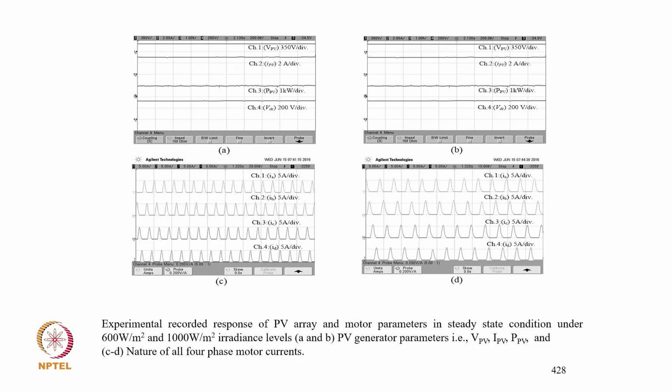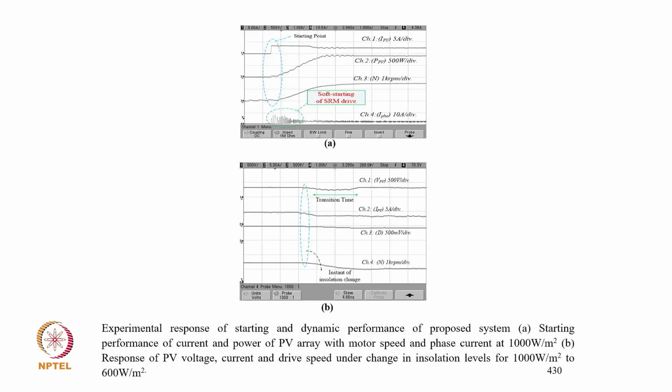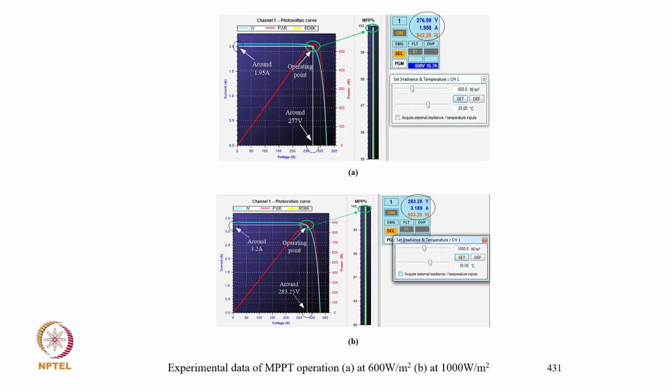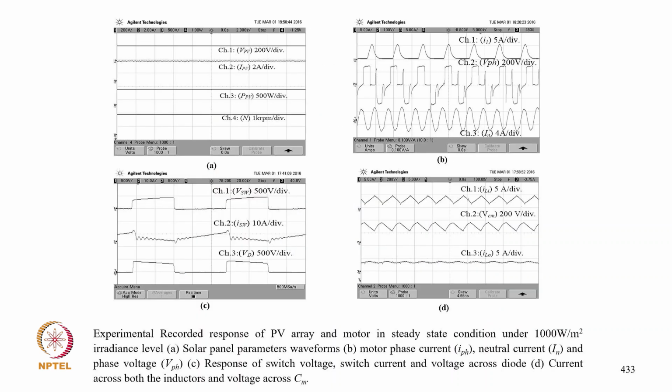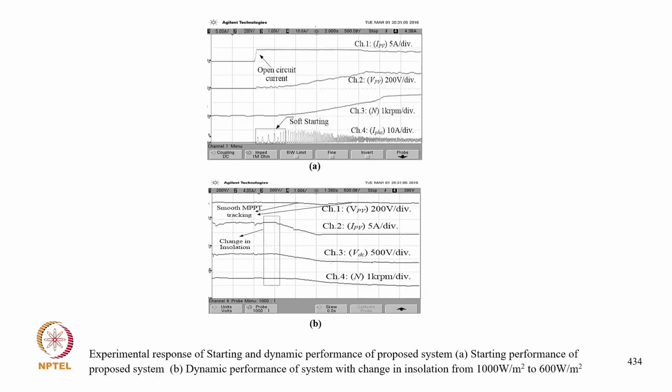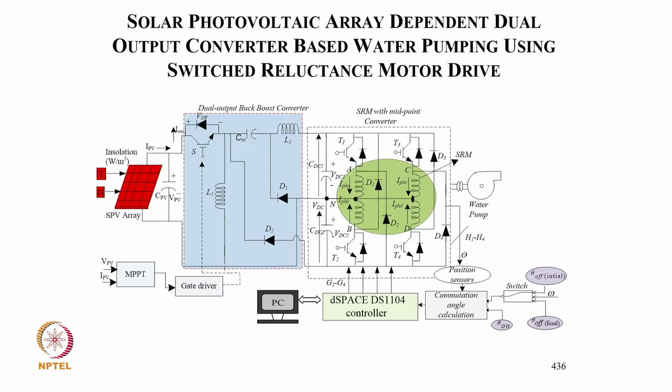for two different insolations, 600 watt per meter square and 1000 watt per meter square, and then the winding current at 1000 watt per meter square, the soft starting, then the MPPT performance at 600 and 1000 watt per meter square. Then the control with the Luo converter and the experimental waveforms with the Luo converter for starting, and MPPT performance for 600 watt and 1000 watt.